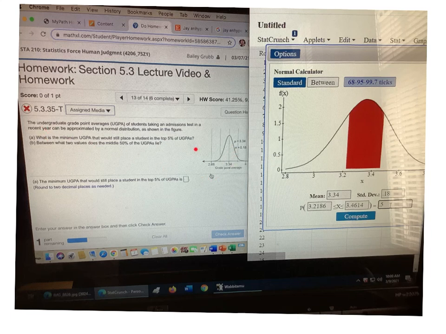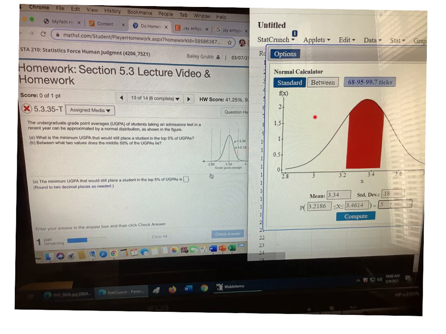So we're given this image here: undergraduate GPA of students taking the admission test in recent years can be approximated by a normal distribution as shown. The mean is 3.34, and the standard deviation is 0.18.